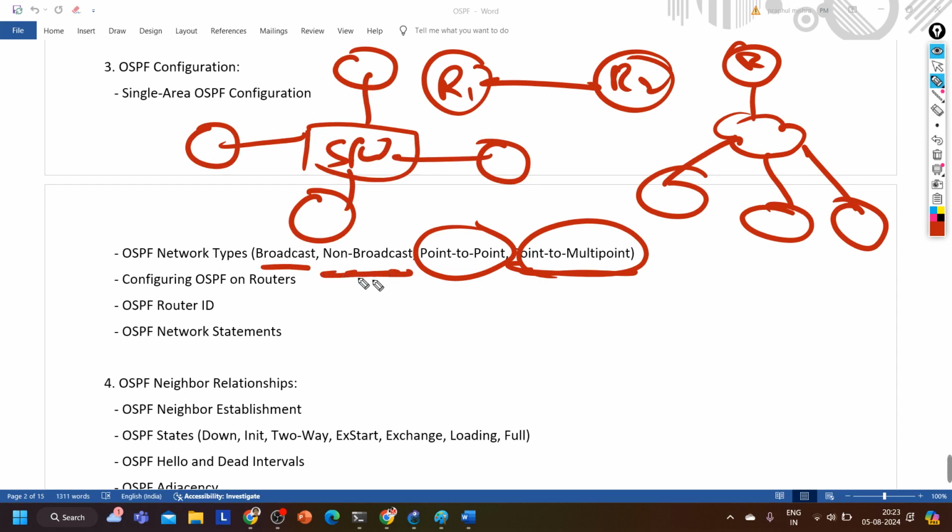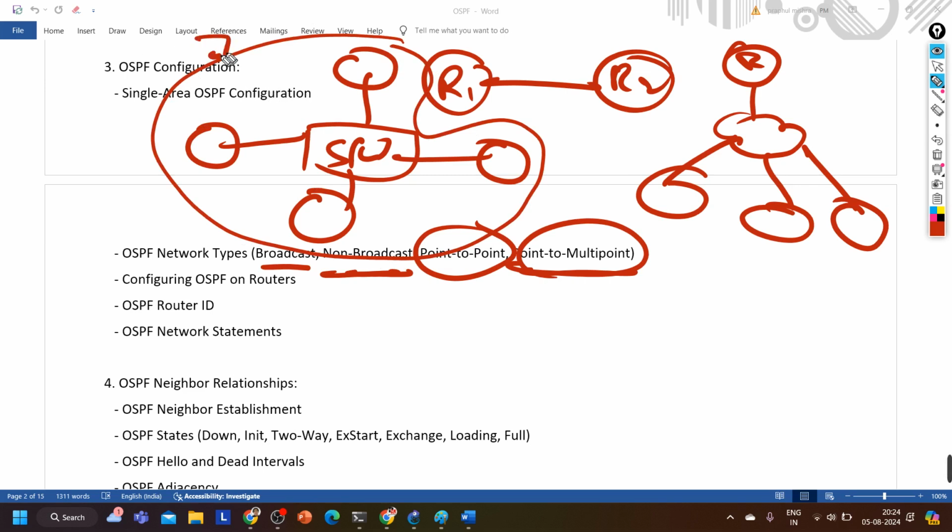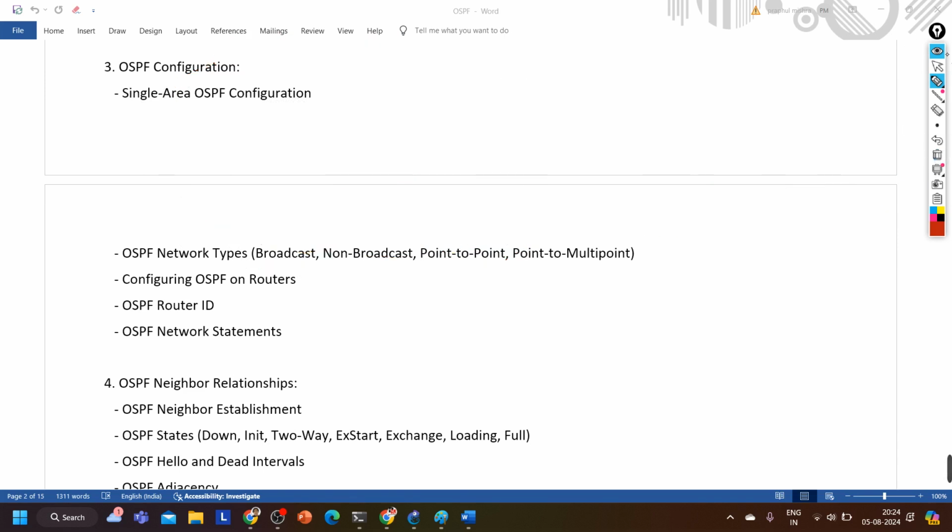Then non-broadcast, where we should use the non-broadcast network type. And guys, if your network type is incorrect, let's suppose in this scenario you configure non-broadcast network type, then OSPF will not work fine. If you configure network type point to multi-point in this scenario, OSPF is not going to work fine. So OSPF network type depends on topology type. You are going to implement OSPF in which type of topology, which type of network, right? So these are the syllabus of CCNA.